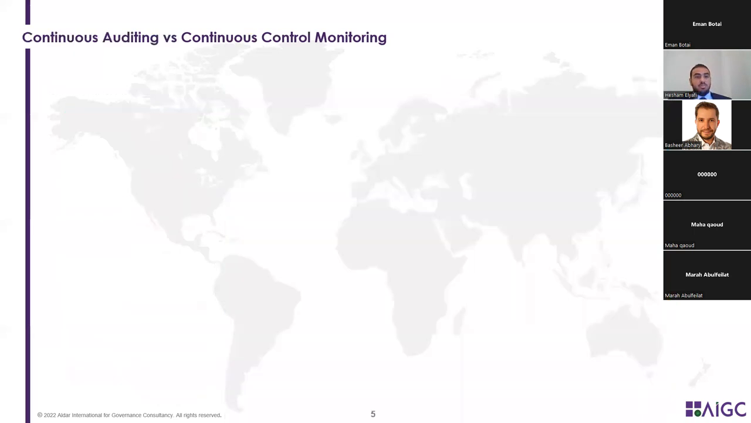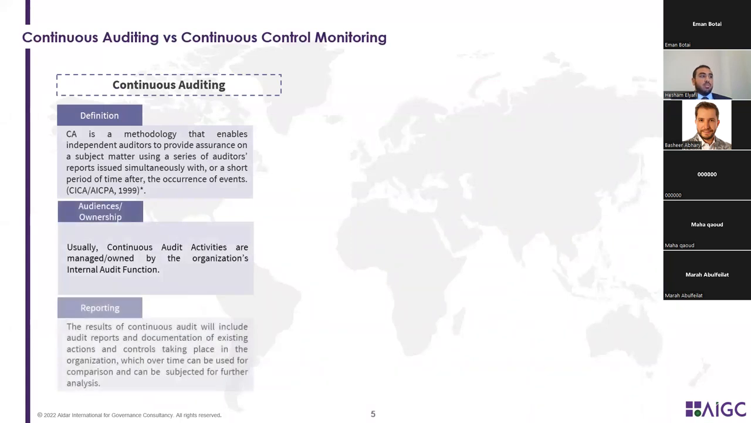And that brings me up to the next topic, which is we're hearing continuous auditing and continuous monitoring used interchangeably, but in reality, they are different. Continuous auditing, by definition, is a methodology that enables independent auditors to provide assurance on a subject matter using a series of auditors' reports, and these are usually done and identified within a short period of time.